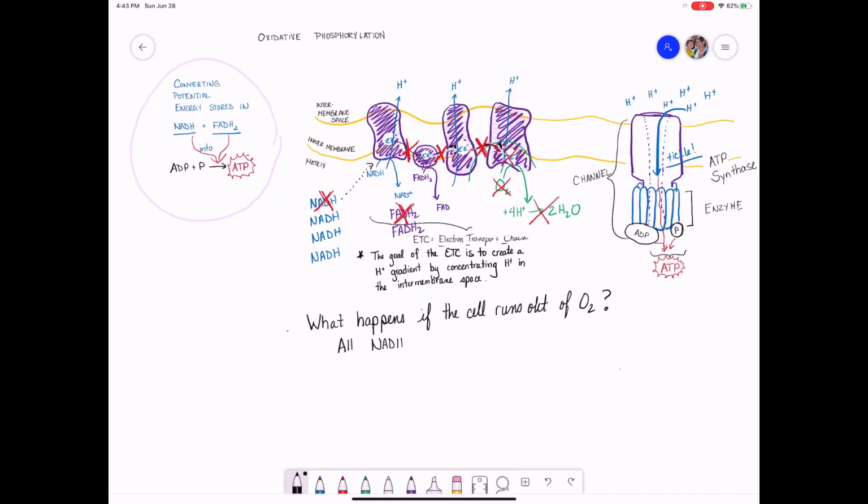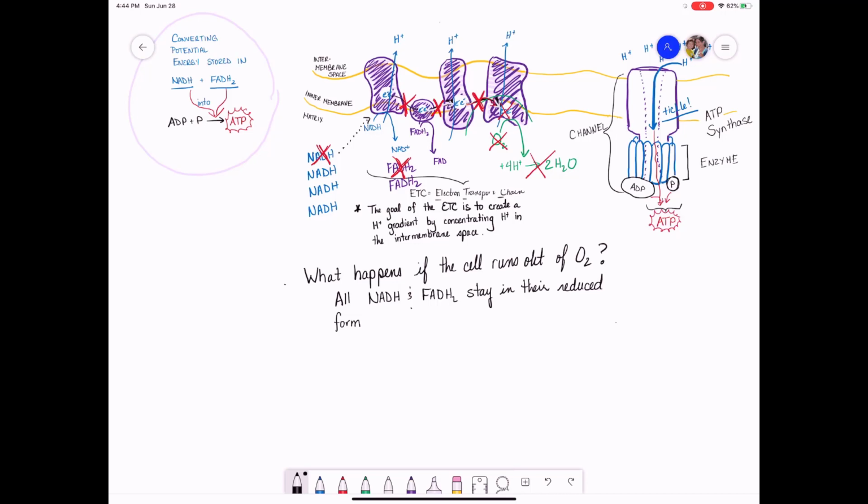So as a consequence, the NADHs and FADH2s that are sitting there like cars waiting to get on a freeway just sit there. So one outcome is that all of the NADH and FADH2 are in their full or reduced form. So there's no available oxidized NAD+ or FAD. But in addition, the electron transport chain stops.